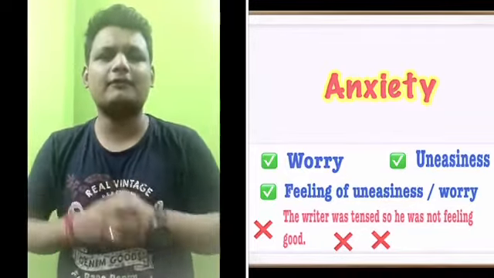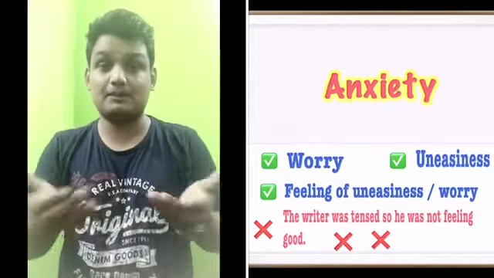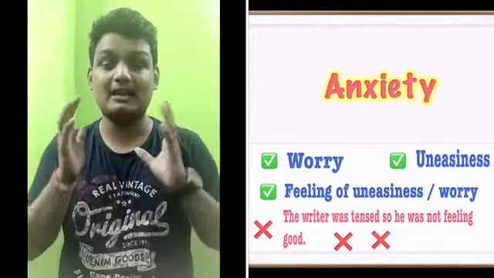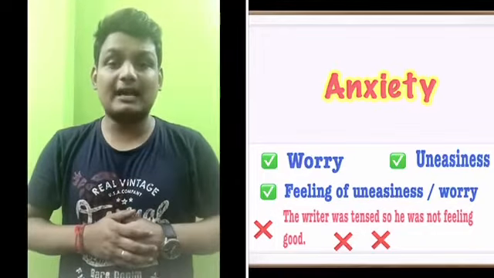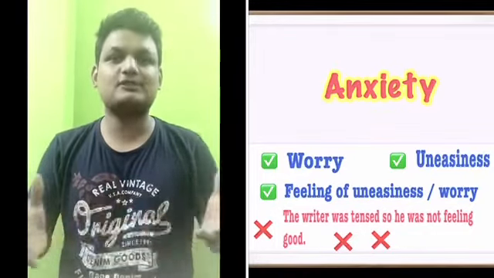A feeling of worry, acceptable. But see the next case where students generally tend to write long sentences. The writer was tensed, so he was not feeling good. That's totally not acceptable. That's not acceptable at all. You need to write only a short phrase or a single word. Got it? I hope that this particular part is very clear to you.